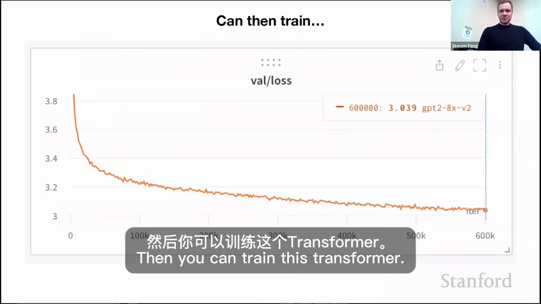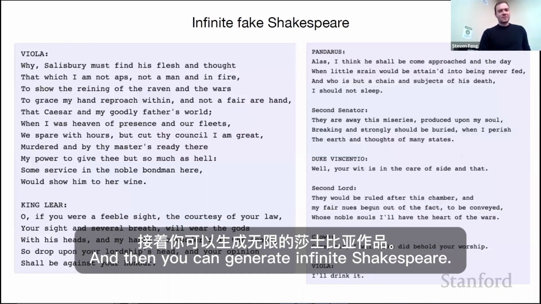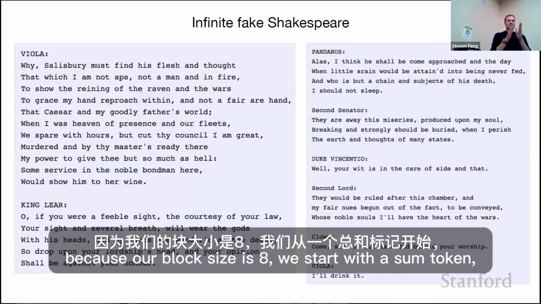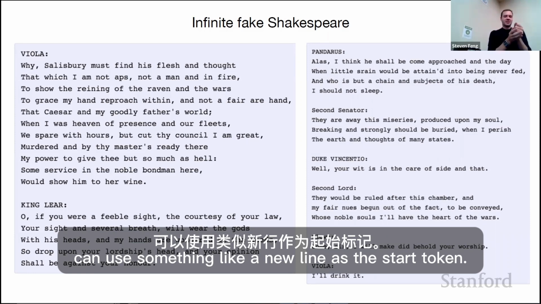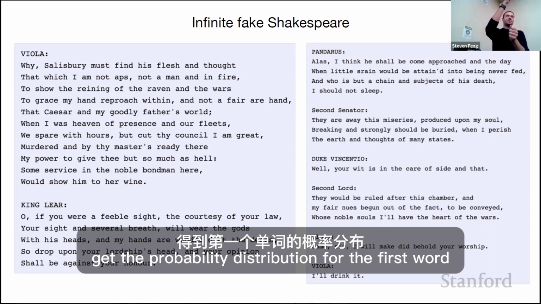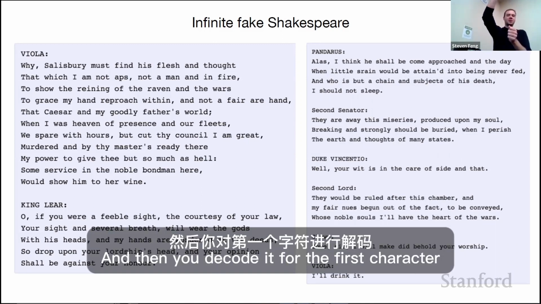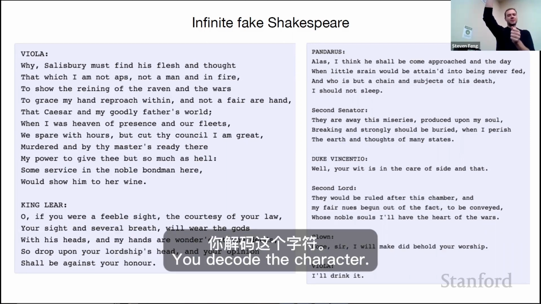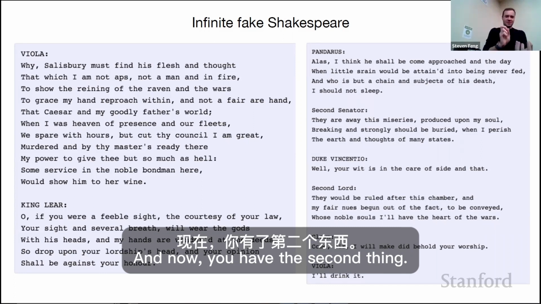Then you can train this transformer, and then you can generate infinite Shakespeare, and you will simply do this by, because our block size is 8, we start with a sum token. Say like I used, in this case, you can use something like a new line as the start token. And then you communicate only to yourself because there's a single node, and you get the probability distribution for the first word in the sequence. And then you decode it, or the first character in the sequence, you decode the character, and then you bring back the character and you re-encode it as an integer. And now you have the second thing.